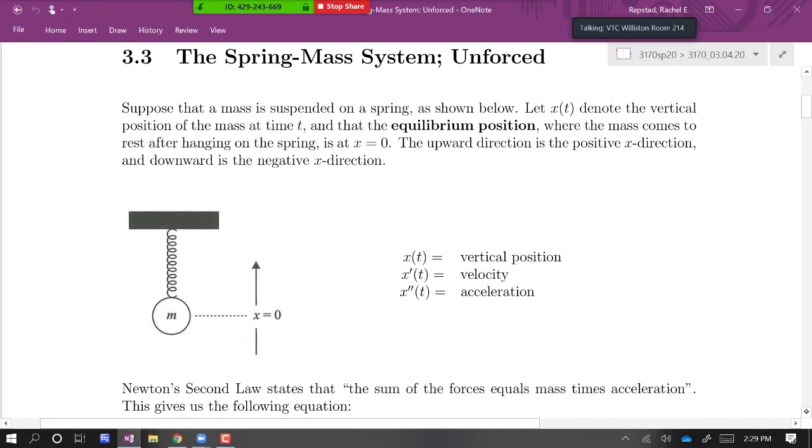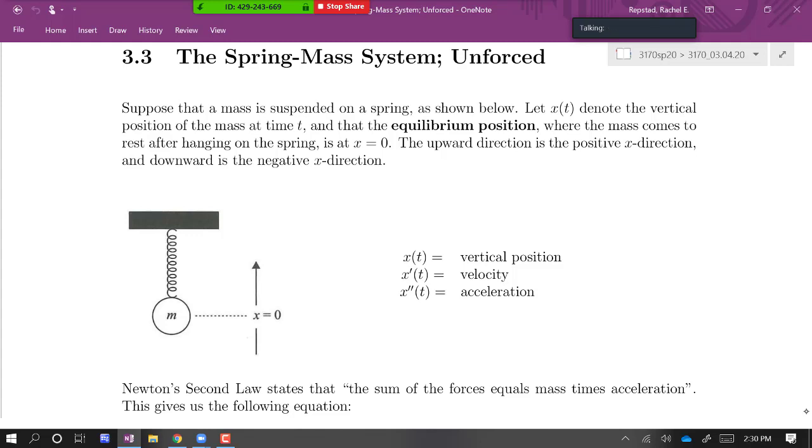So the basic setup is we have a mass hanging on a spring. As that mass hangs on the spring, there's a certain equilibrium where it hangs. That's x equals 0. X will measure displacement from equilibrium. If it moves upward, we're going to consider that a positive displacement, and moving downward a negative displacement. Depending on the book you look at, they might flip those two, but you just pick one direction that's positive and one direction that's negative.